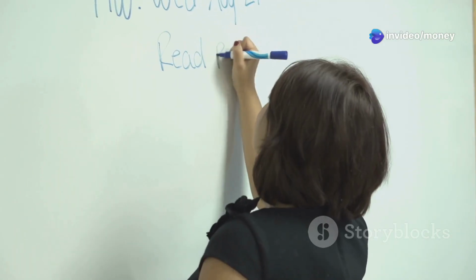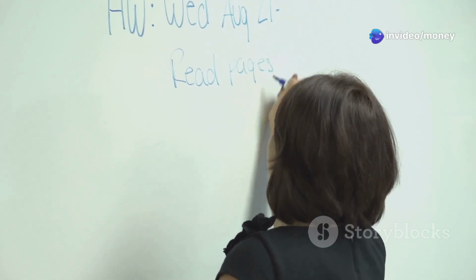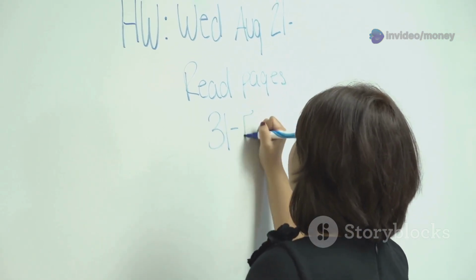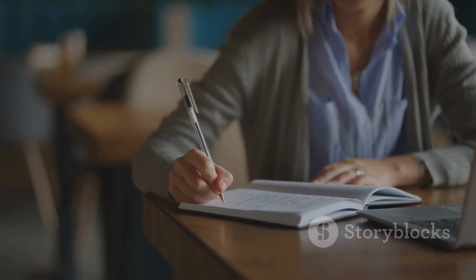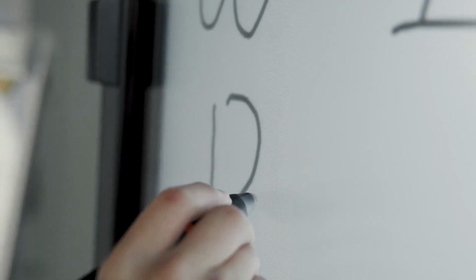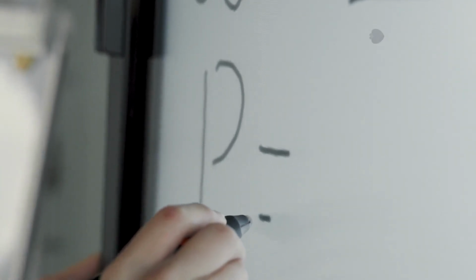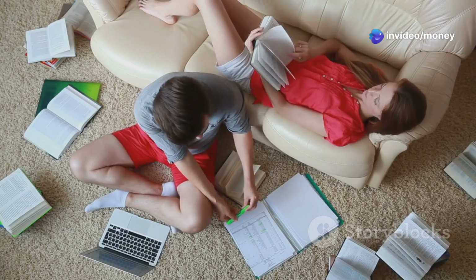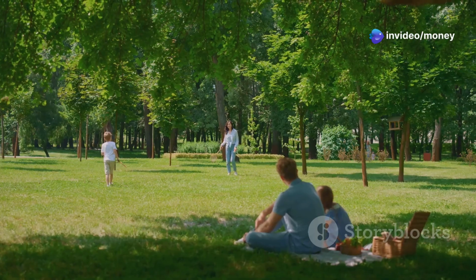To form the present continuous tense, we use the present tense of the verb to be: am, is, are. Then we add the ing form of the main verb. So, the structure is am/is/are plus verb-ing. Examples include, you are learning English now. He is watching television. They are playing in the park.